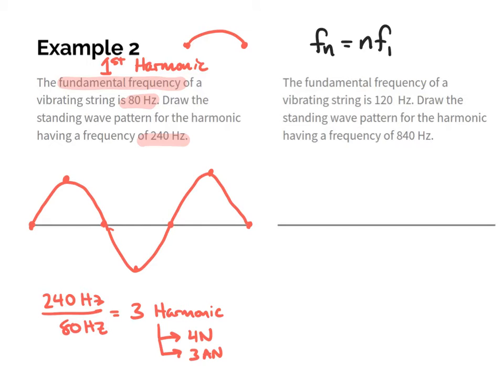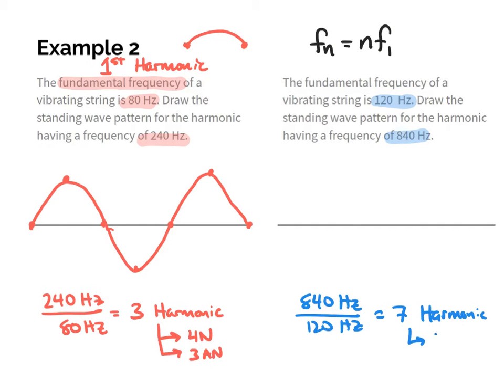All right, next one. We have here the fundamental frequency is now 120 hertz. So a different string is going to vibrate at a different frequency. Then we want to find what the pattern looks like at 840 hertz. So just like the last one, I'm going to take 840 hertz and compare that to 120 hertz. I want to figure out how many times bigger 840 is compared to 120. By simply dividing those two numbers, you're going to get the number 7. Whoa! Now this one's going to be a little bit tough. That means we're on the 7th harmonic.